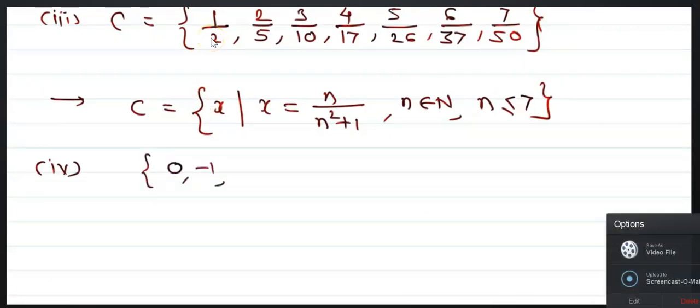We can construct this. That is 1 upon 2, 2 upon 5, 3 upon 10, 4 upon 17. Next is 5 upon 26. If you see this here, 1 square plus 1, 2 square plus 1, 3 square plus 1, 4 square plus 1, 5 square plus 1, 6 square plus 1, and in this way C is equal to {x such that x is equal to n upon n square plus 1, where n belongs to the set of natural numbers and n is less than or equal to 7}.